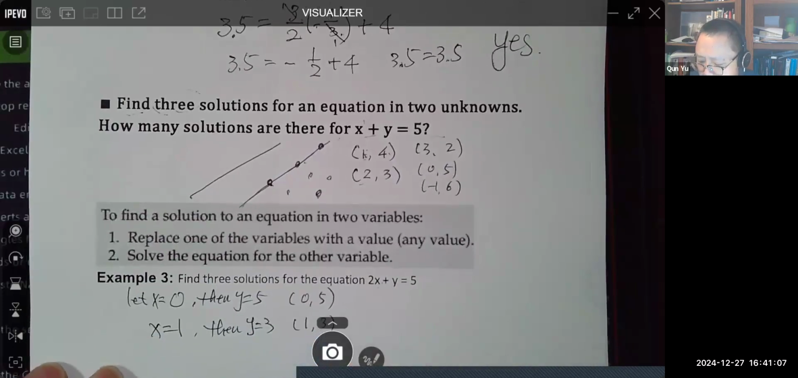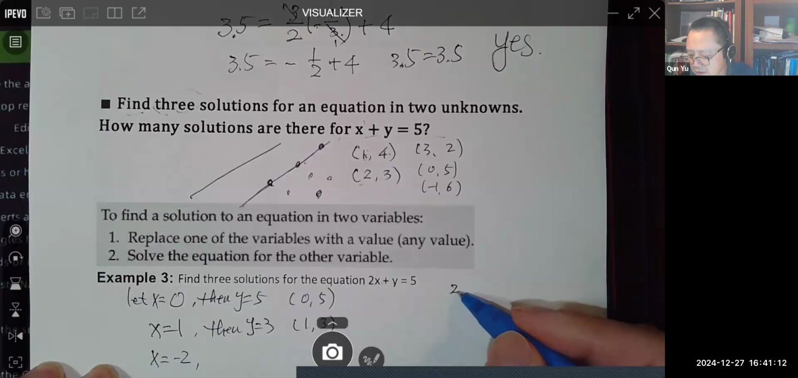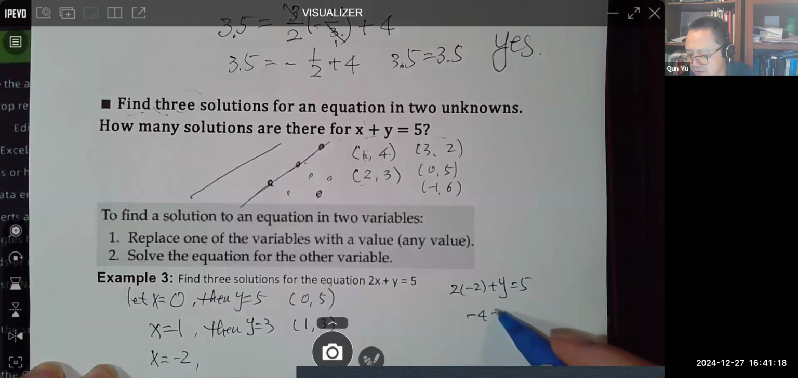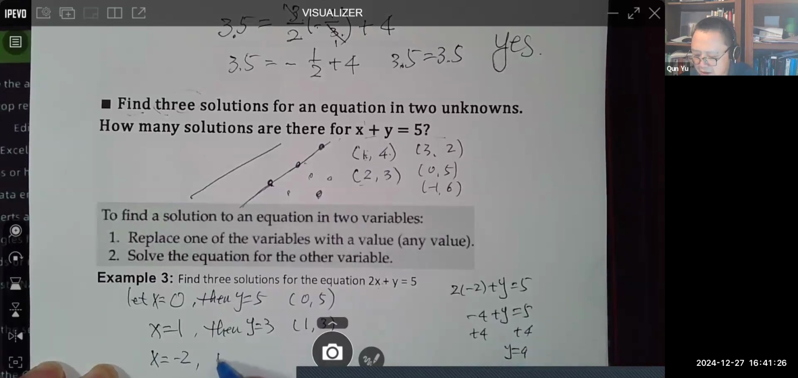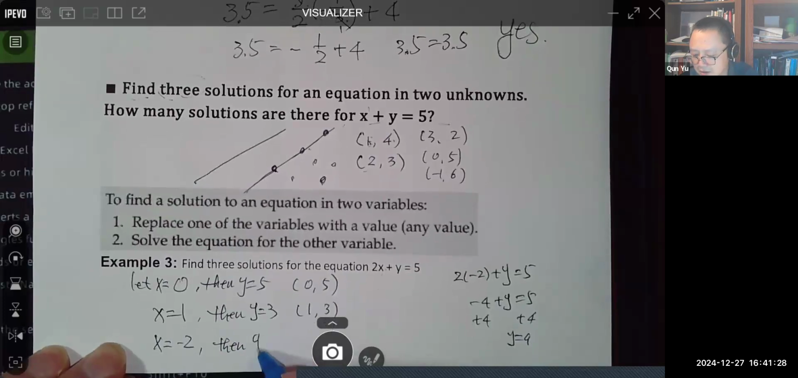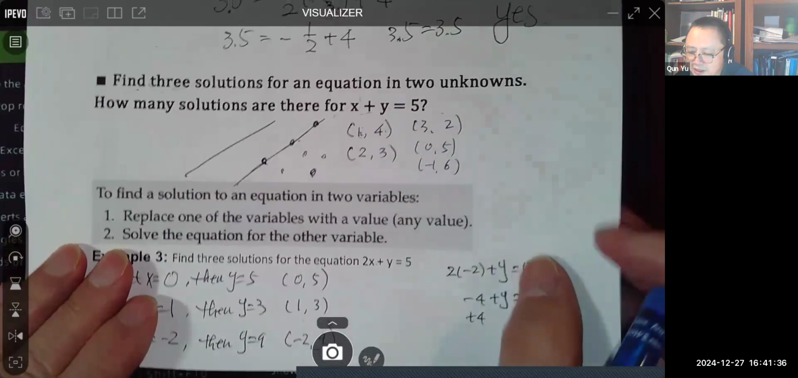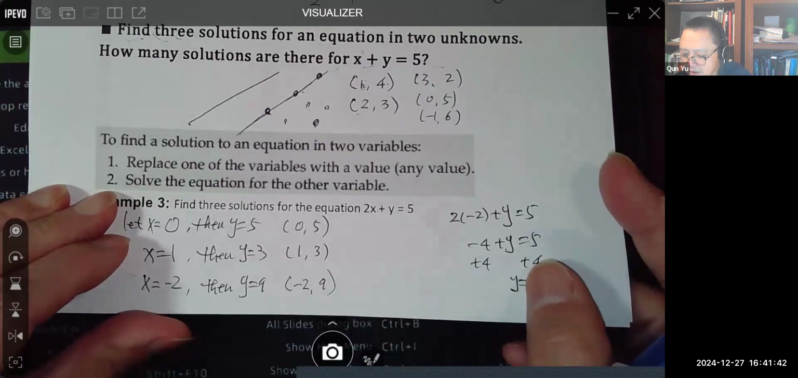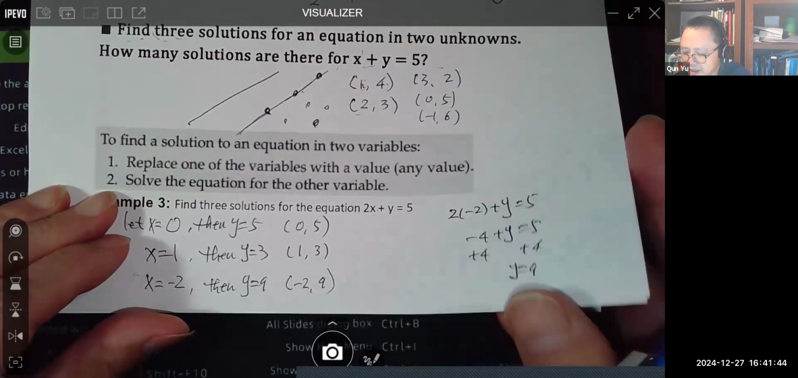So this time I do something different. I let x equal -2. Now let's do the calculation. 2 times -2 plus y equals 5. -4 plus y equals 5. Plus 4 on both sides. So y equals 9. So (-2, 9). So I get 3 pairs. Then if you graph the 3 points in the coordinate system and connect them together, as long as your calculation is right, we will get a straight line.